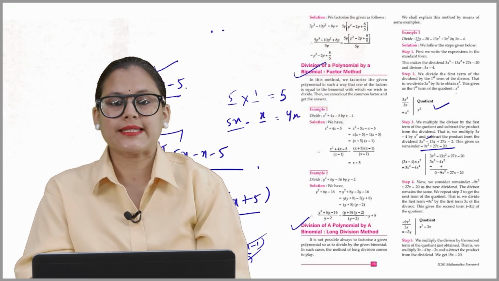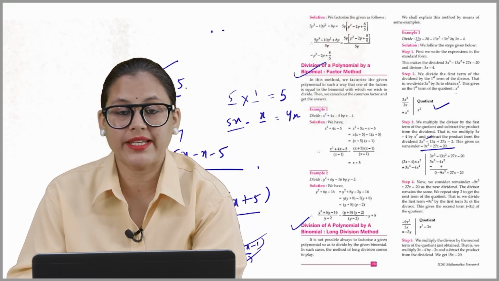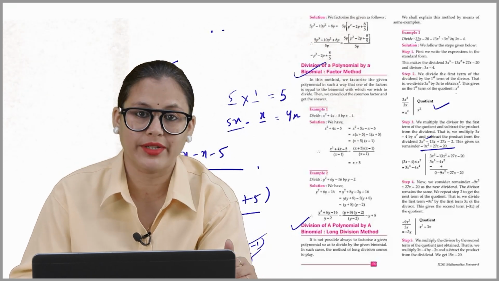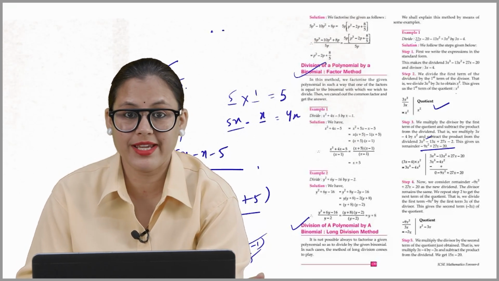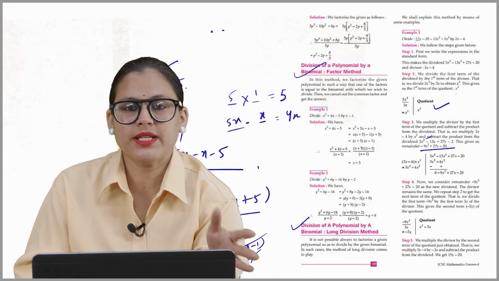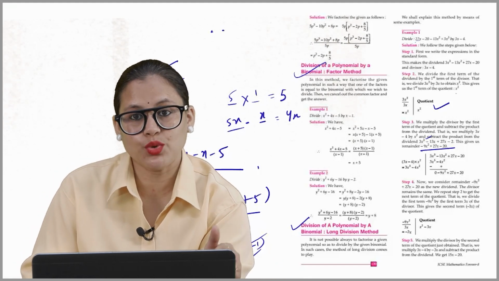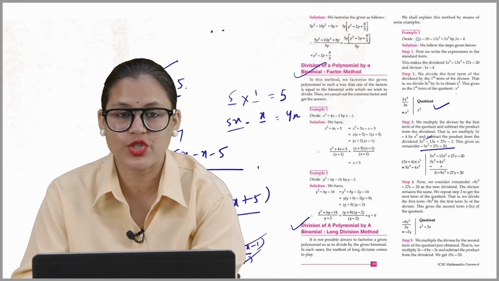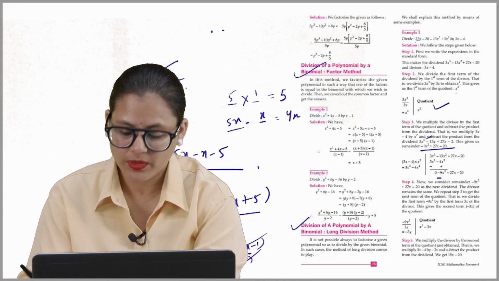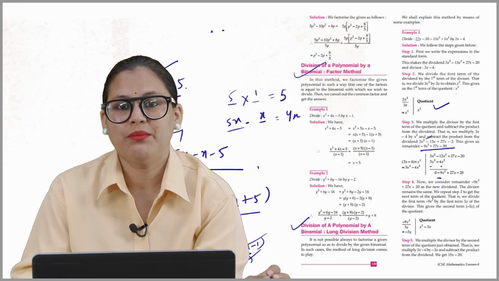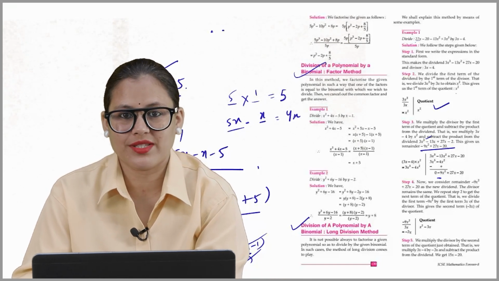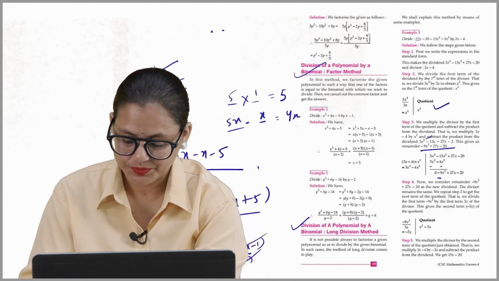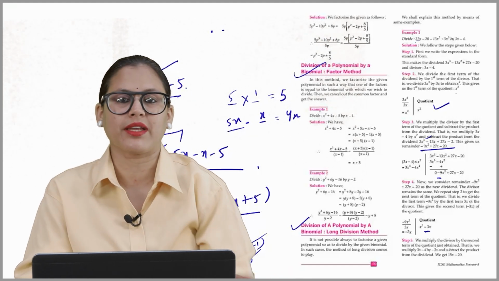Now step 4. We consider the remainder, minus 9x square plus 27x minus 20, as the new dividend. Now this has become the new dividend, right? So the divisor remains the same. We repeat step 2 to get the next term of the quotient, that is, we divide the first term, which is now minus 9x square, by the first term, 3x, of the divisor. This gives the second term of the quotient, minus 3x.